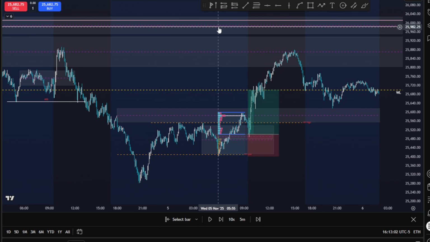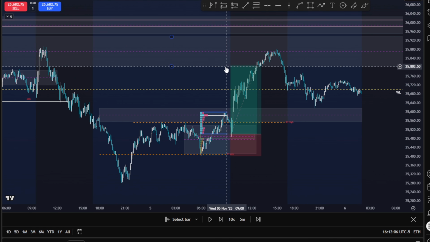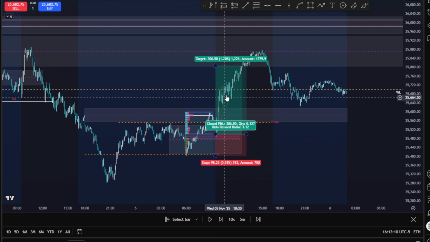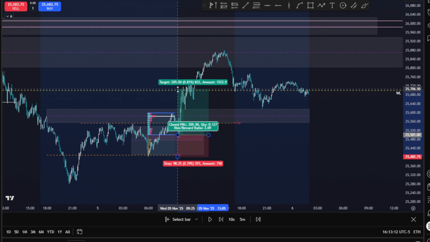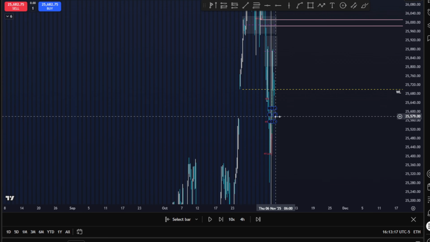Obviously, to go all the way to this high key level, this can be a 3RR trade, and it never tapped into this high. So this can be between a 2 to 3RR trade. That's up to you. I just close everything out at the weekly low. Okay, this one's very easy.